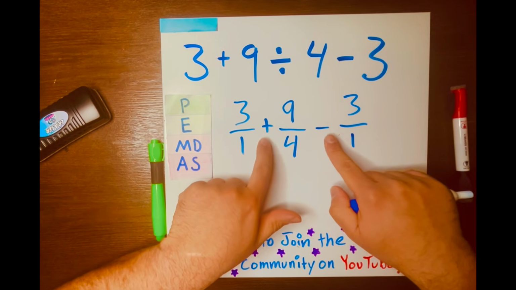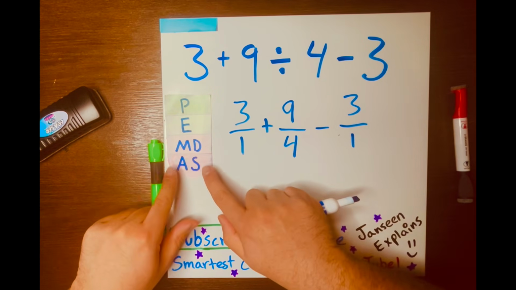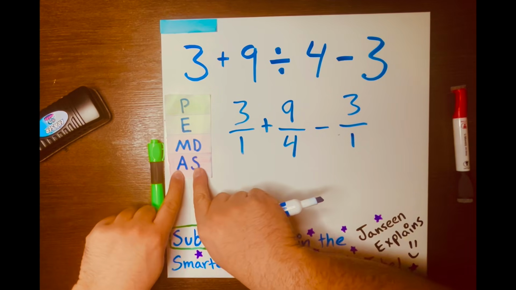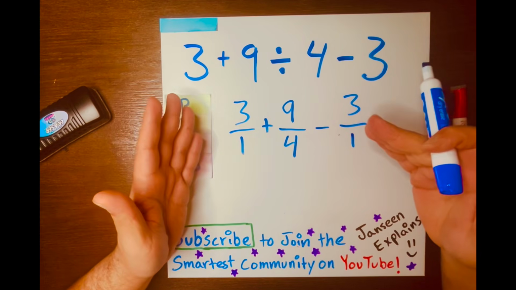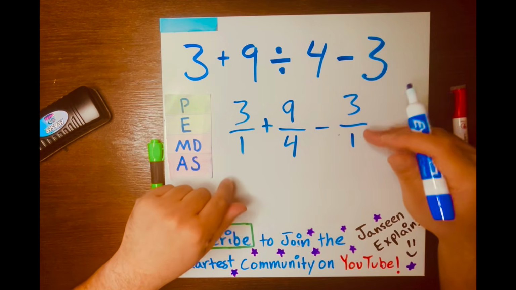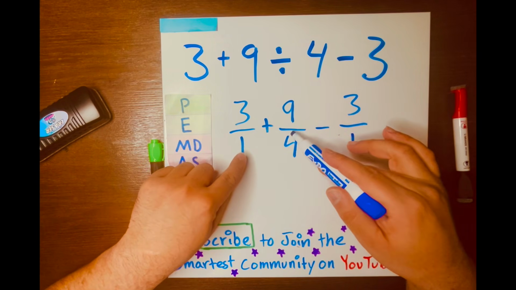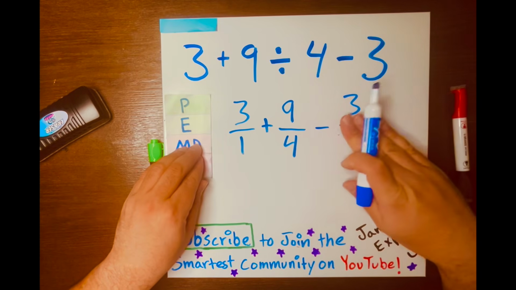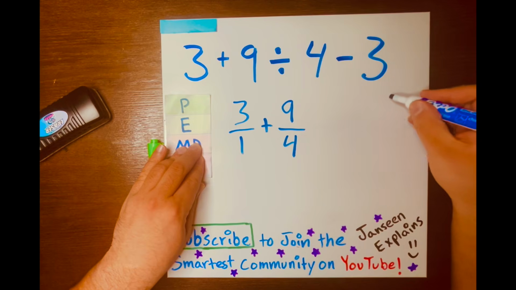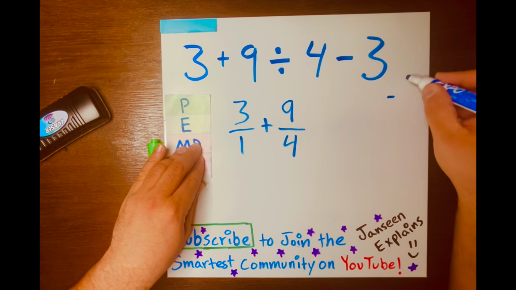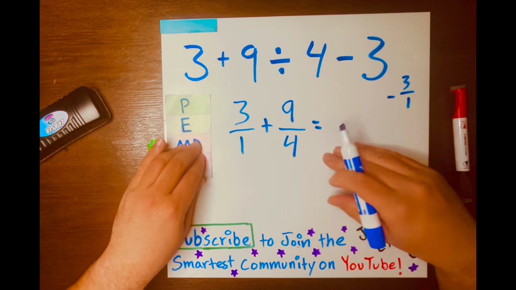Notice that the operations adding and subtraction are both within its own level in PEMDAS. So all we have to do is solve this math problem from left to right. And we're starting with 3 over 1 plus 9 over 4. So I'm going to move this minus 3 over 1 to the side. So I'll just write it here, minus 3 over 1. So we got some working space.